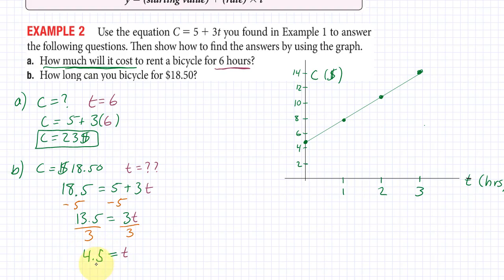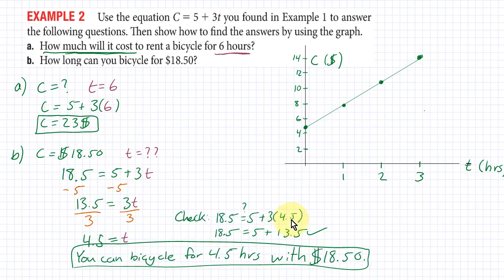So that means, and it's always good to check this, by the way, that 4.5, when plugged into this original equation, will make the C become $18.50. So I checked it by plugging in the 4.5 for T, and that did make the cost become 18.5, so you can answer it like that.